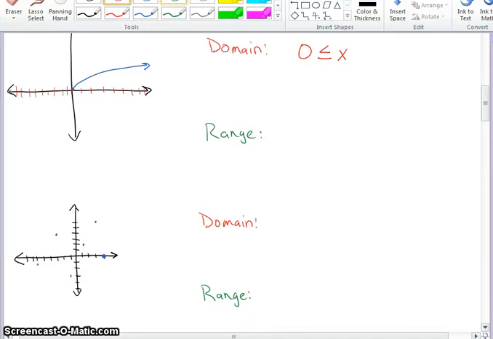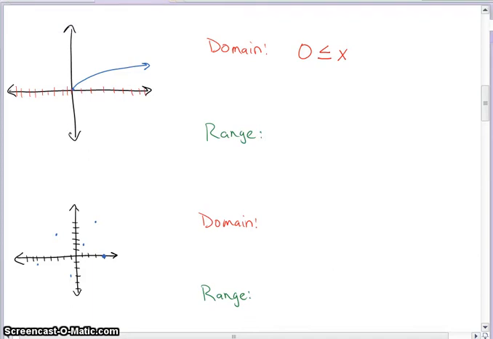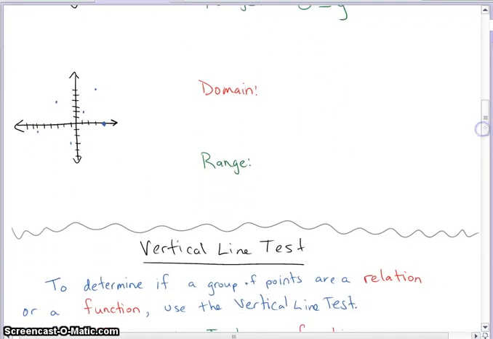What about the range? What about the y values? What's the smallest y value? 0 again. And the y values have to be larger than or equal to 0. Since there's that arrow, it's going to keep going. So I know it'll hit a lot of y values.